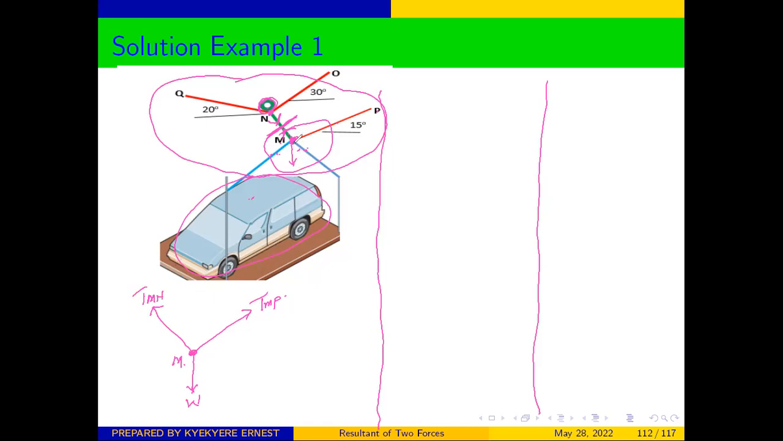And we know that the angle here is 15 degrees. This is 15 degrees. And for this one, we do not know the angle which it makes. Therefore, we can represent that angle with anything, let's say beta.